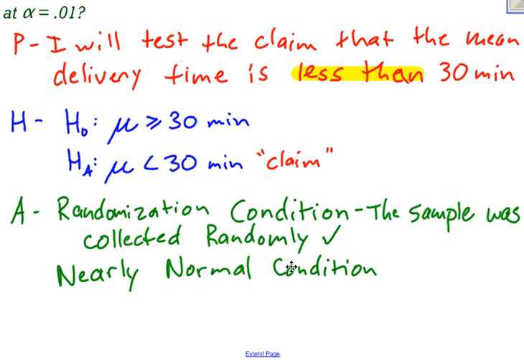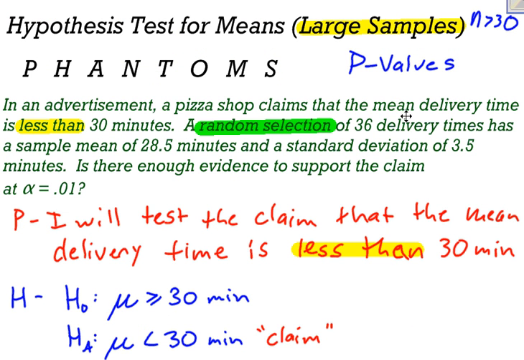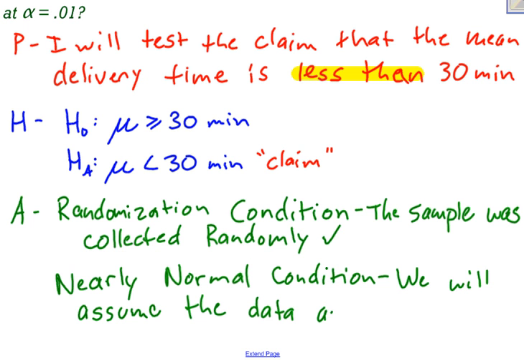Now the next condition is the nearly normal condition. And one way that you can check this is to take raw data and actually look at a histogram of your raw data and see if it looks nearly normal. Well, I'm not given raw data. So this is where I don't really have a condition, I have an assumption. And so I'm going to say, since I don't have any way to check to see if it's nearly normal, I'm just going to assume that it is. We will assume the data are nearly normal.